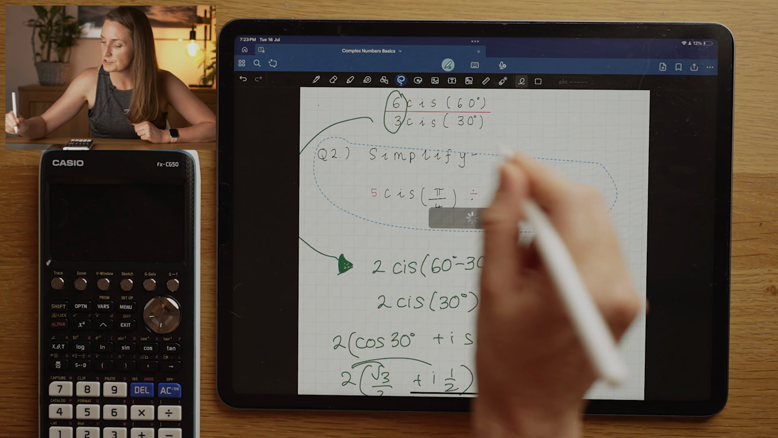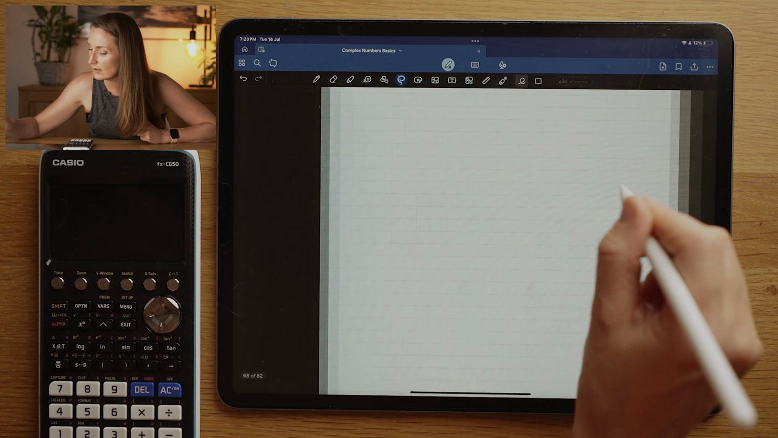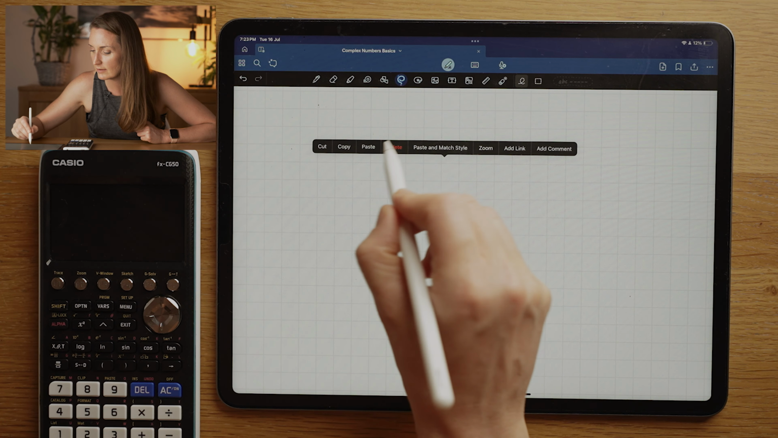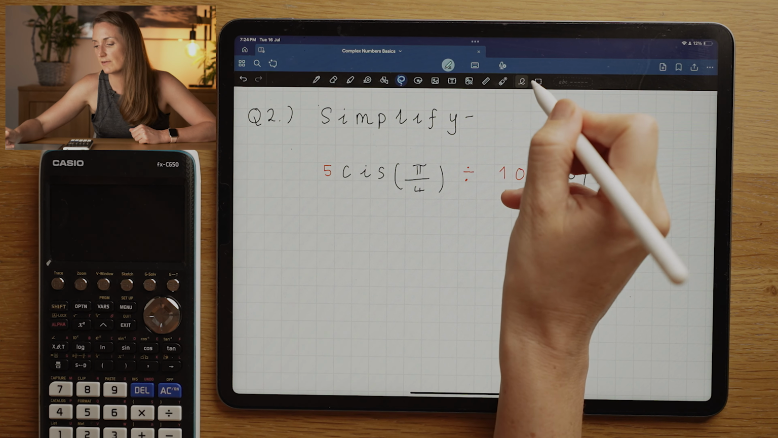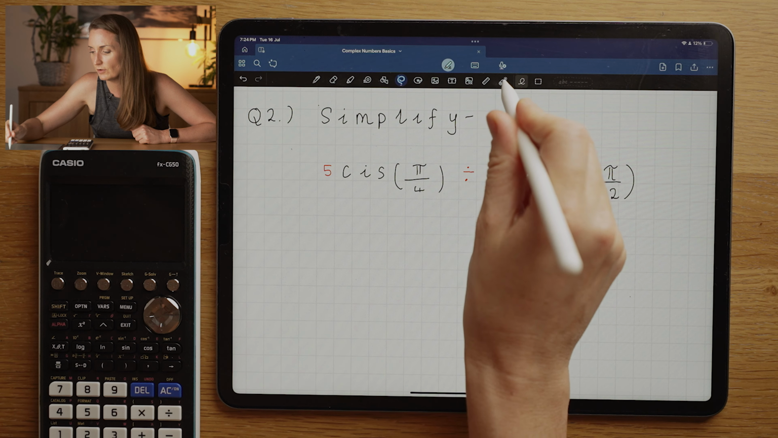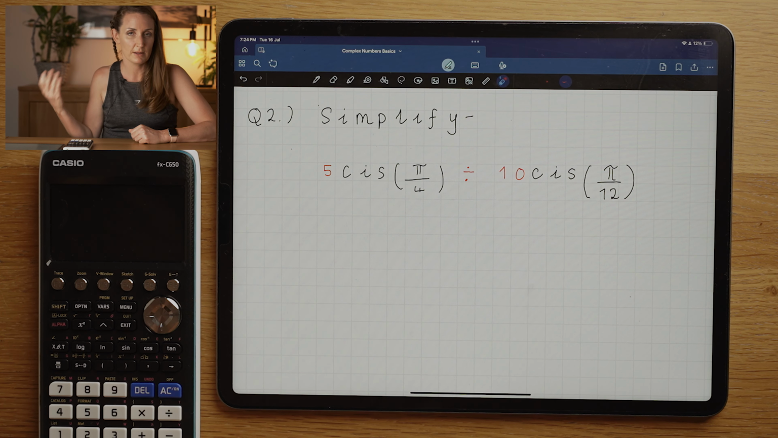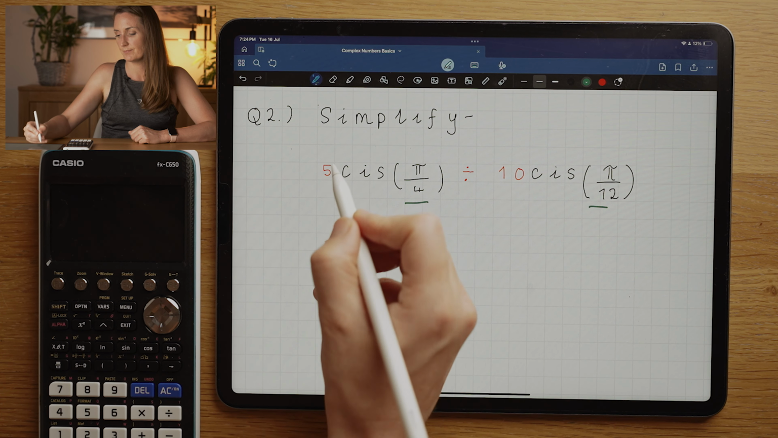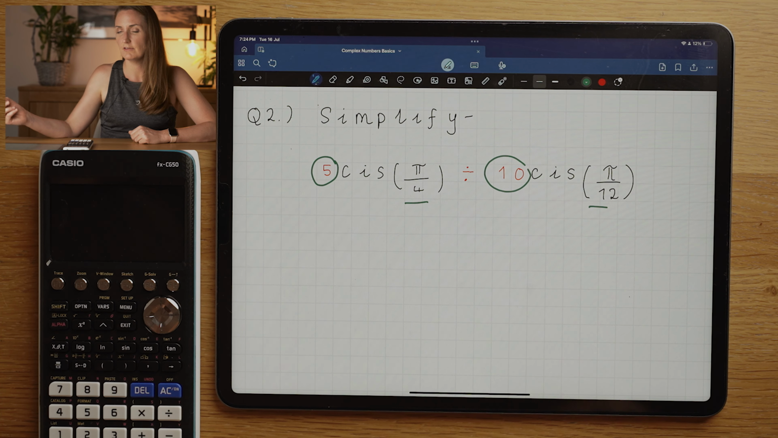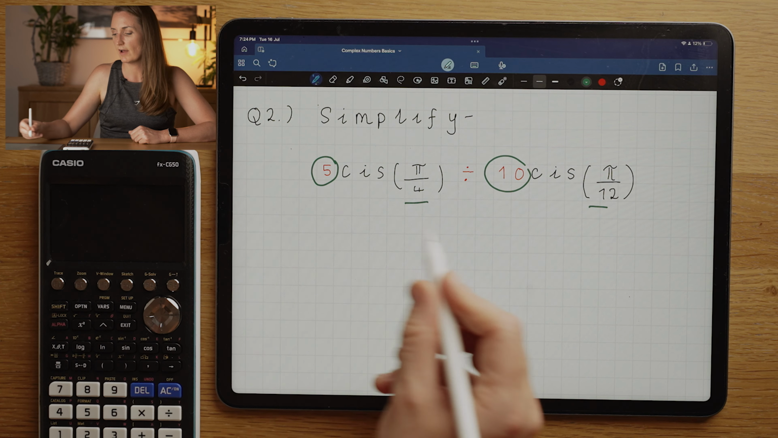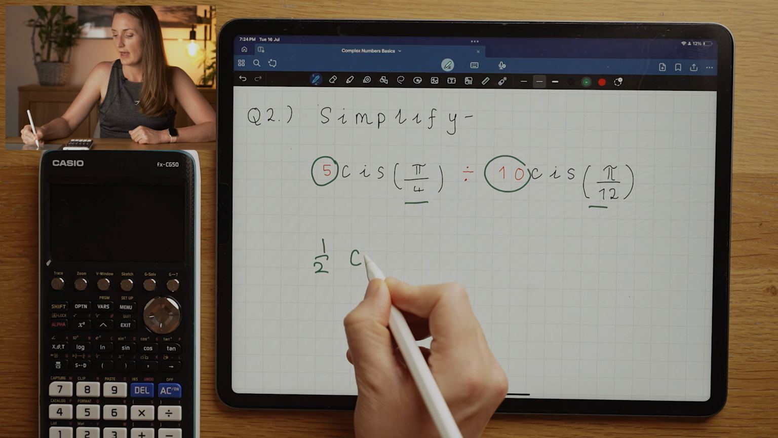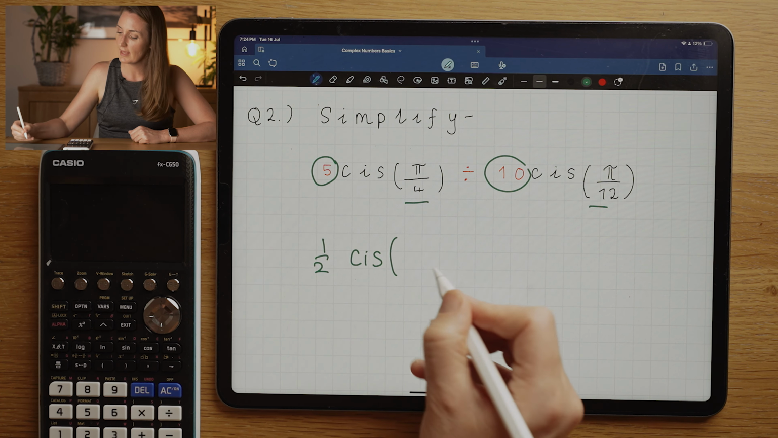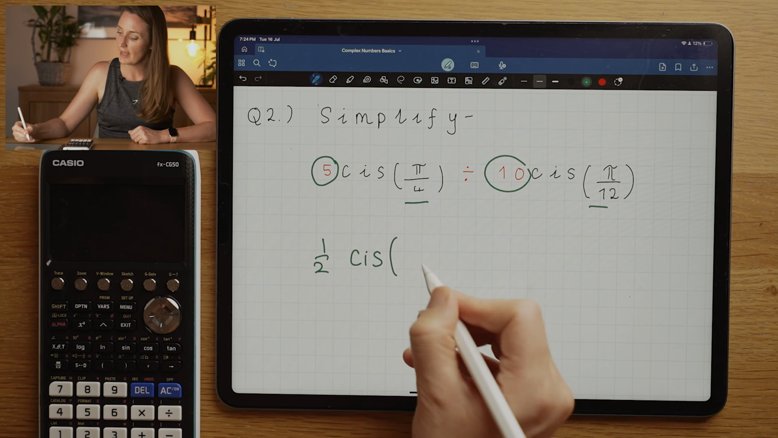Now, the last question we're going to do is we're going to calculate the answer to this. Instead of writing it as a fraction, they've used the division symbol, but it means exactly the same thing. And now we're in radians. So we need to start by dividing the moduluses. 5 divided by 10 is a half. And we need to subtract the angles. Pi over 4 minus pi over 12.